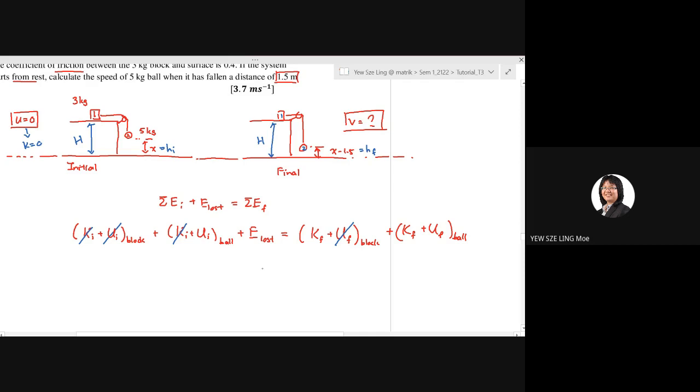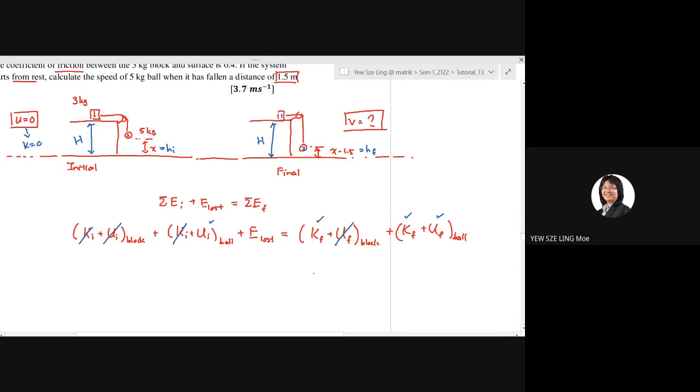Okay, now how about all the other things? Initially, the ball comes with a height, so yes, I need to keep it. The object moves with a final velocity, so I need to keep the K. And then I need to keep the final U for the ball, because it has a final H.